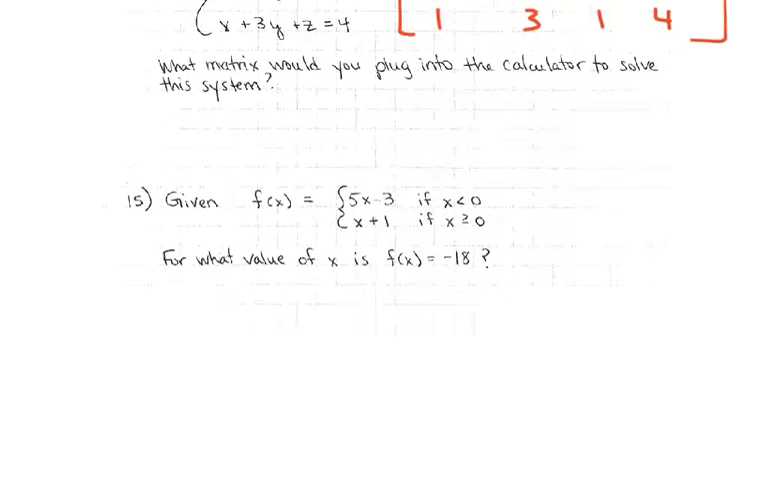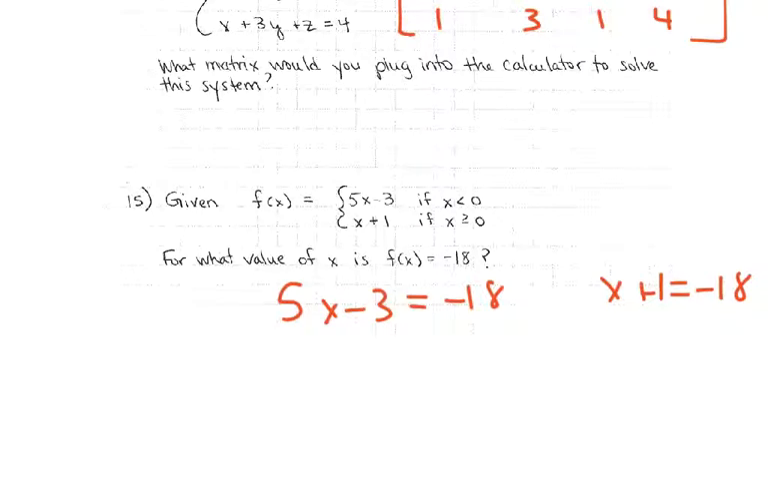For problem 15, given the piecewise function, f(x) is equal to 5x - 3 if x is less than 0, and x + 1 if x is greater than or equal to 0, for what value of x is f(x) equal to -18? All right, so this is what I'm going to do. -18 is the output. So I'm going to set both of these equations equal to -18 and solve for x, because I don't know which equation can give me that output.